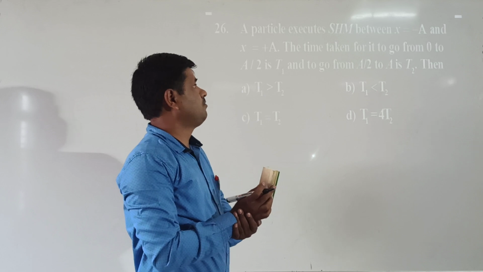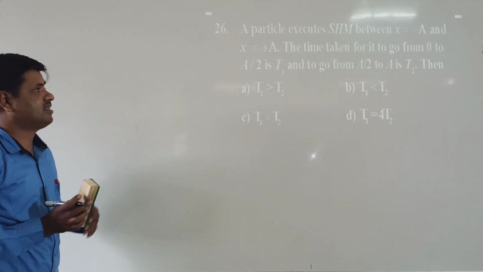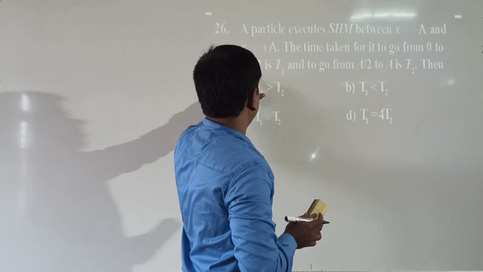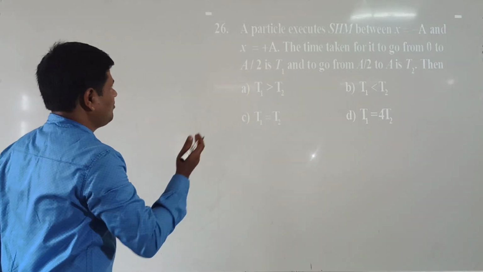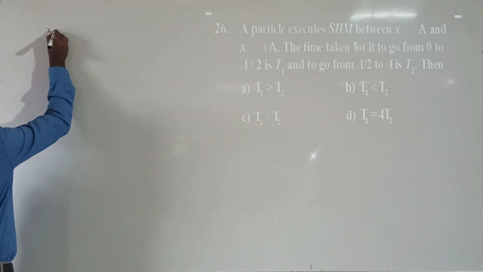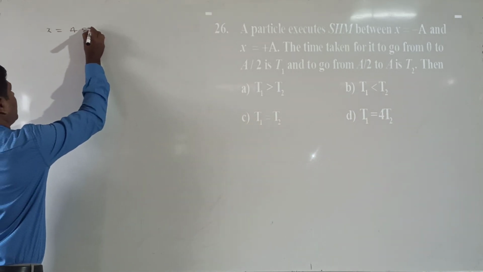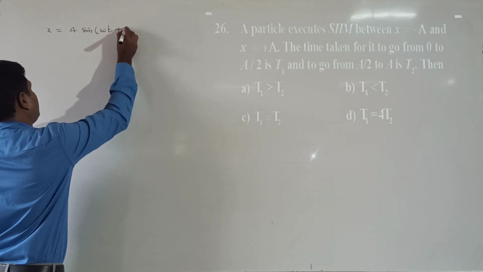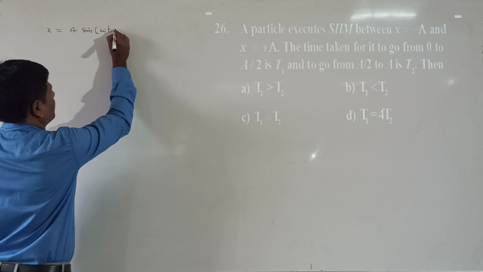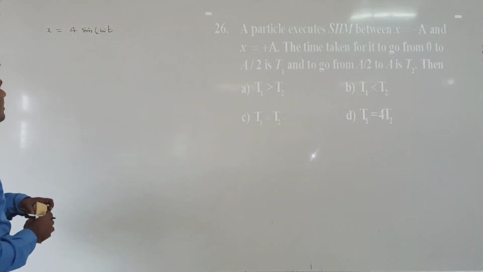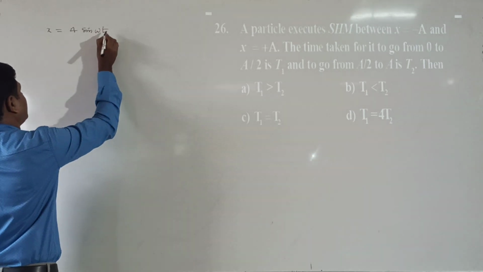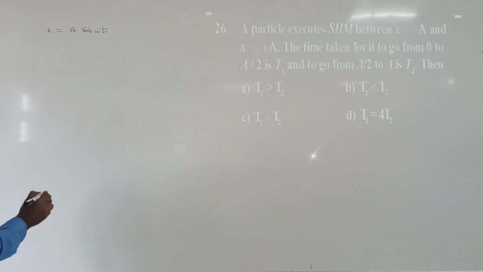A particle executes simple harmonic motion between x equal to minus a and x equal to plus a. The time taken to go from 0 to a by 2 is t1. Means amplitude is a by 2, time is t1. We know the formula x is equal to a sin omega t. Initial phase is not considered, so x is equal to a sin omega t.